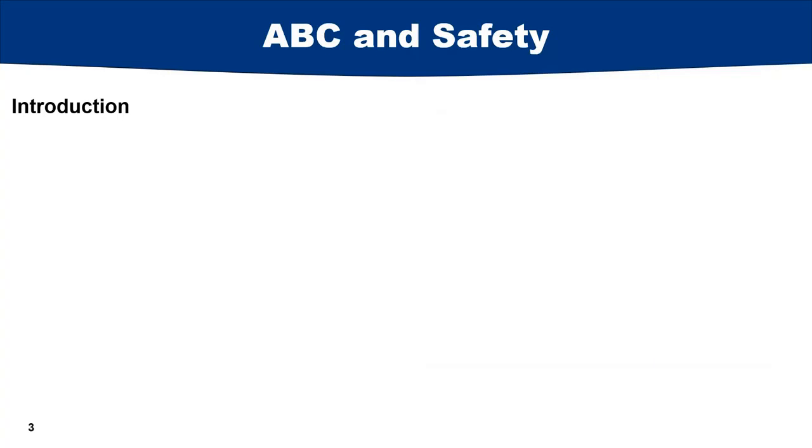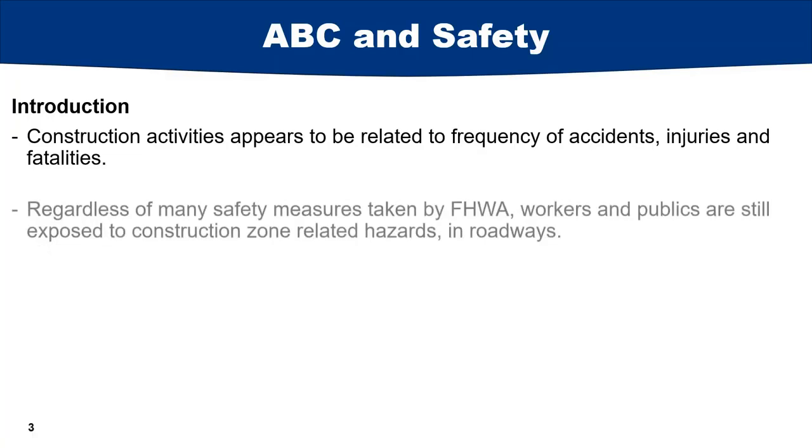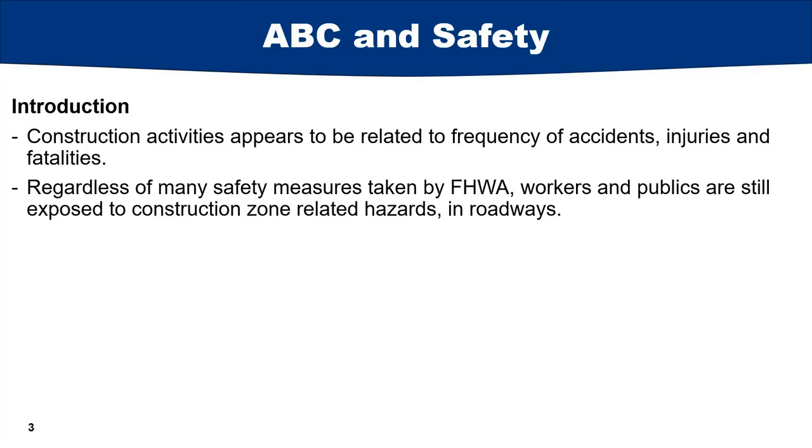Everyone intuitively understands and accepts that one of the biggest aspects of ABC is the safety and mobility the construction activities appears to provide. I put "appears" because until we quantify these items, that's the main reason I use that word. But intuitively, it is well understood that anytime you have a construction zone, it's a magnet for accidents, injuries, and fatalities. And regardless of many safety measures that FHWA has taken, workers and the public are still exposed to construction zone related hazards in the roadways. People still text and drive regardless of how well the states, FHWA and AASHTO take measures so that that doesn't happen.